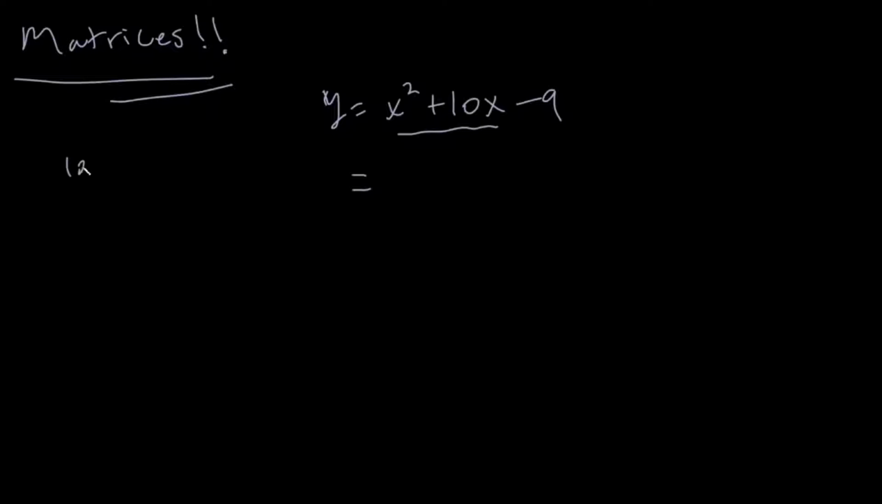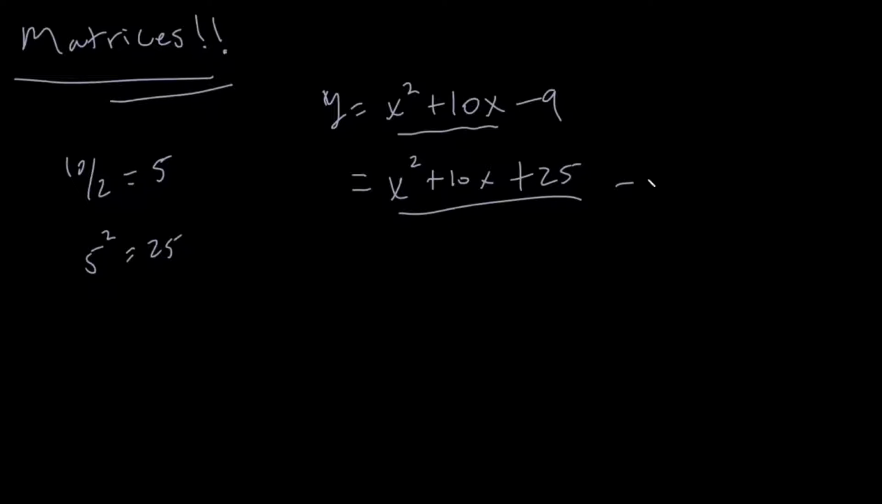10 divided by 2 is 5. 5 squared is 25, so that's what we need to add in. I get x squared plus 10x plus 25, and the square has been completed. And I have minus 9 from earlier, and then I subtract 25 to counteract.